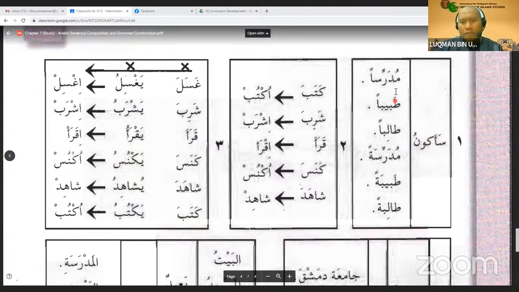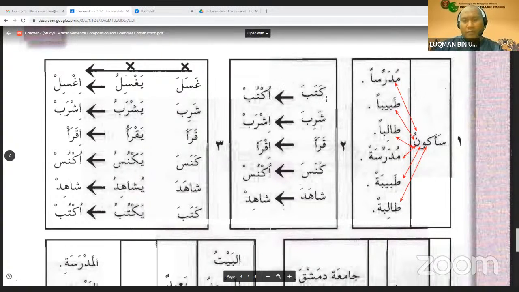Sa'akunu mudarrisan. I will become a teacher. Sa'akunu tabiban. I will become a doctor. Sa'akunu taliban. I will become a student. Sa'akunu mudarrisatan. I will become a female teacher. So here the last three are just the female version. Sa'akunu tabibatan. Sa'akunu talibatan.